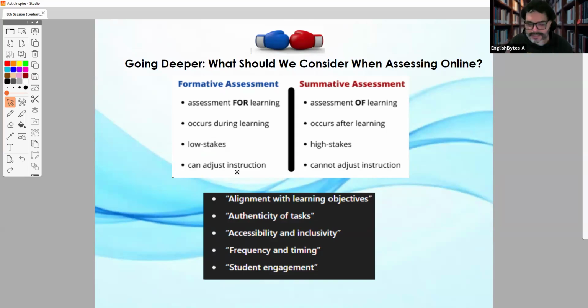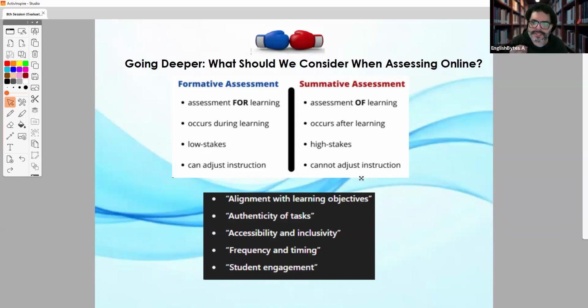Okay. Whereas the summative assessment, in this case, is assessment of learning. This is an evaluation, and you will give or take some points. Okay. It occurs after learning. Of course, you explain whatever you're explaining and you send them the evaluation. High stakes, because if they don't do it correctly, I'm so sorry, but you flunk the test. And you cannot adjust instruction. Once you send them the evaluation, that's it. If you didn't learn during the formative assessment part, so sad.